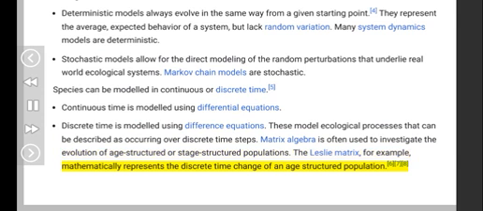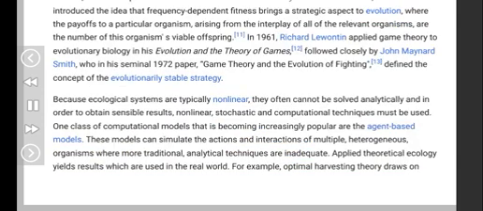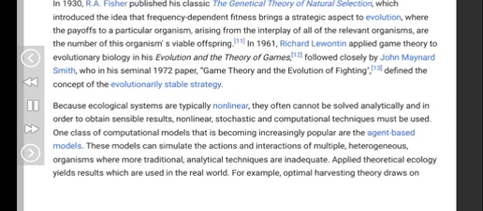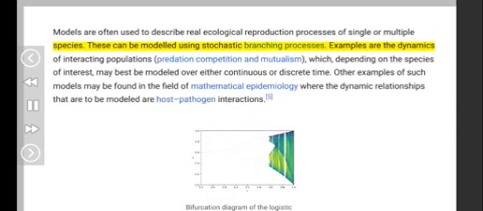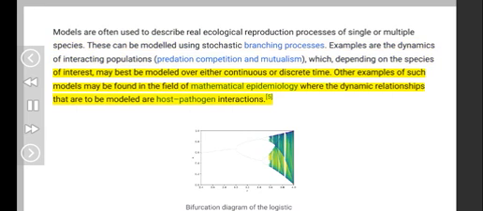Models are often used to describe real ecological reproduction processes of single or multiple species. These can be modeled using stochastic branching processes. Examples are the dynamics of interacting populations, predation, competition, and mutualism, which, depending on the species of interest, may best be modeled over either continuous or discrete time. Other examples of such models may be found in the field of mathematical epidemiology, where the dynamic relationships that are to be modeled are host-pathogen interactions.